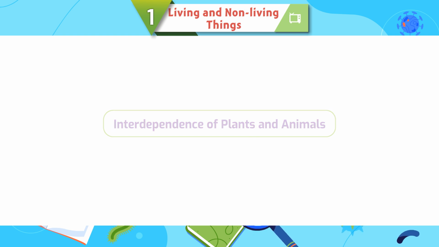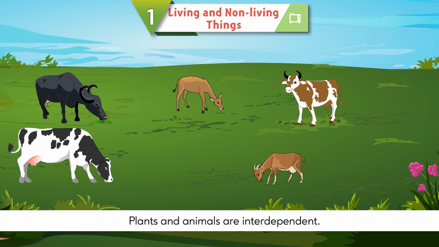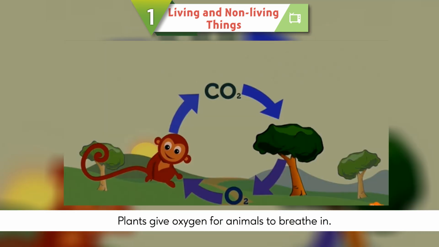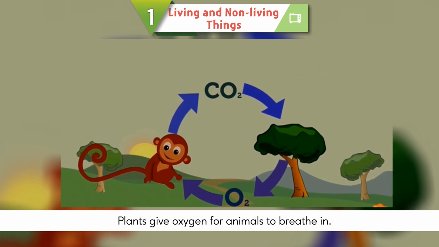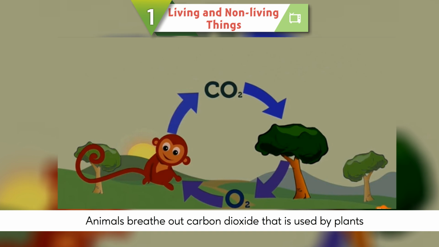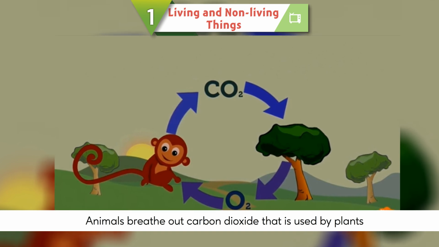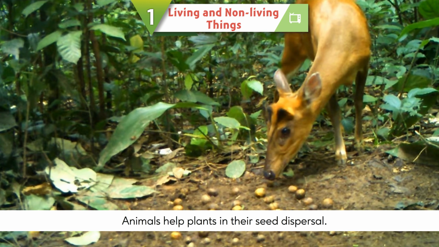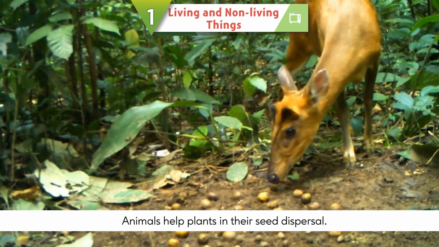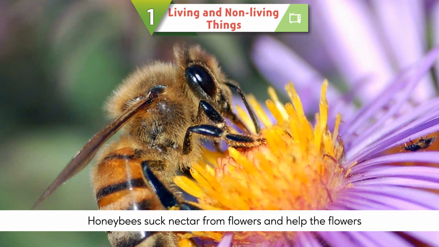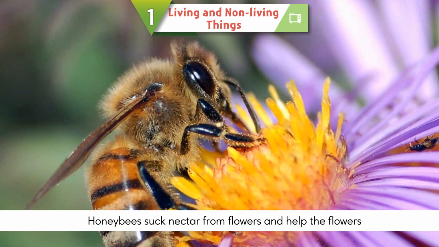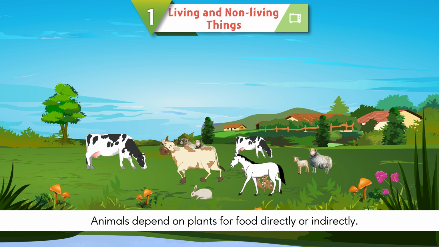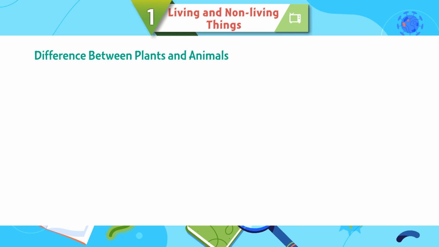Interdependence of plants and animals. Plants and animals are interdependent. They depend on each other for many things. Plants give oxygen for animals to breathe in. Animals breathe out carbon dioxide that is used by plants for making their food during photosynthesis. Animals help plants in their seed dispersal. Honeybees suck nectar from the flowers and help the flowers to produce fruits and seeds. Animals depend on plants for food directly or indirectly.